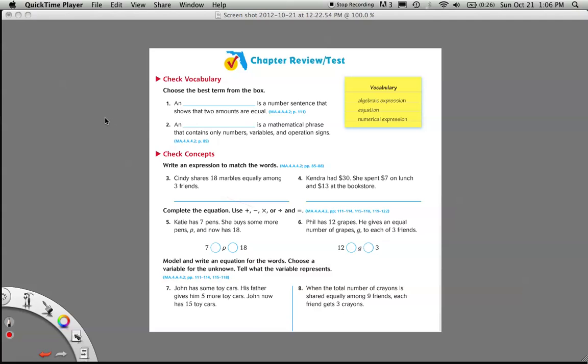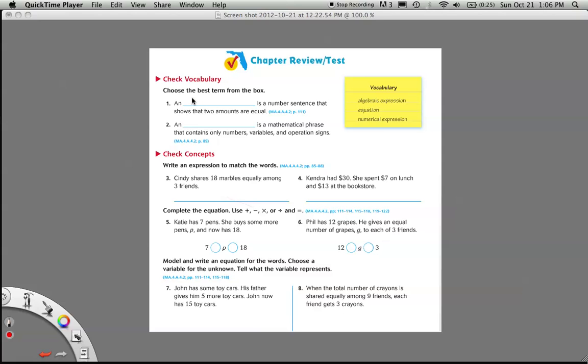We are going to go over today our Chapter 3 review test. That's the one that's in the back of the book. It's just a practice test to help you get to know what the real test is going to be like. Like all the other Think Central Go math tests, we start off with vocabulary.